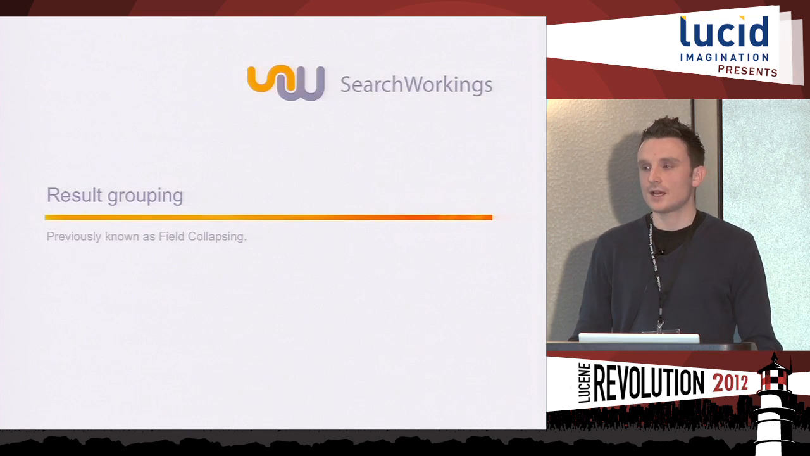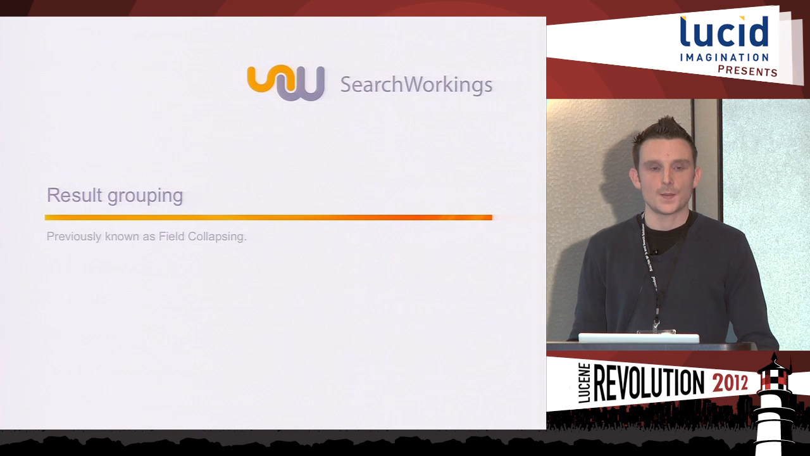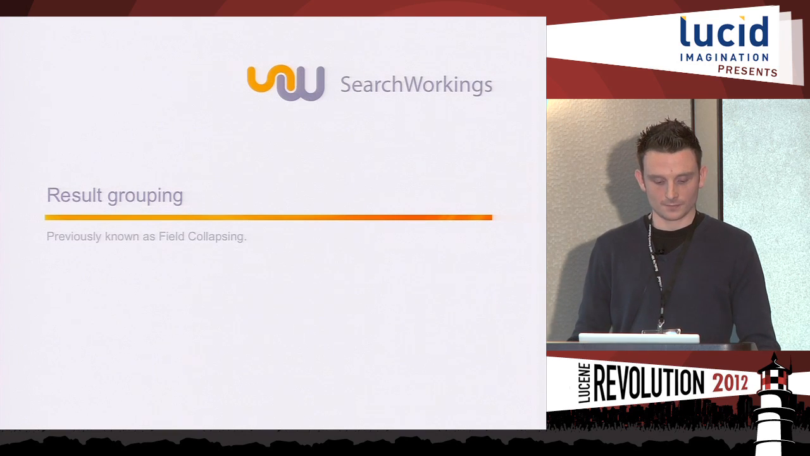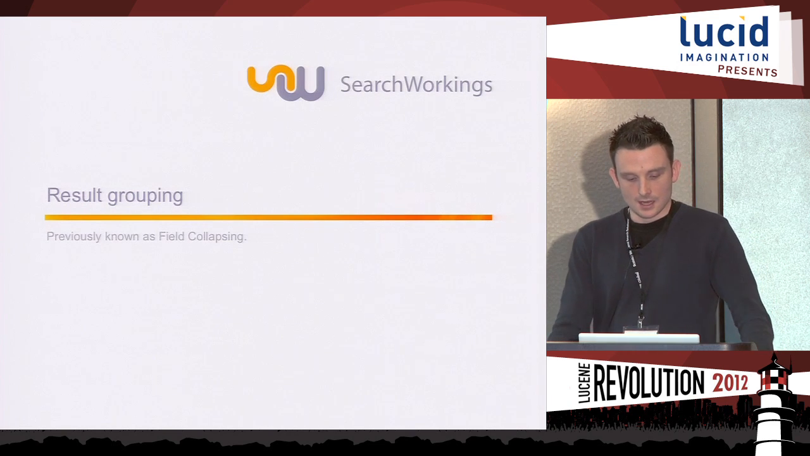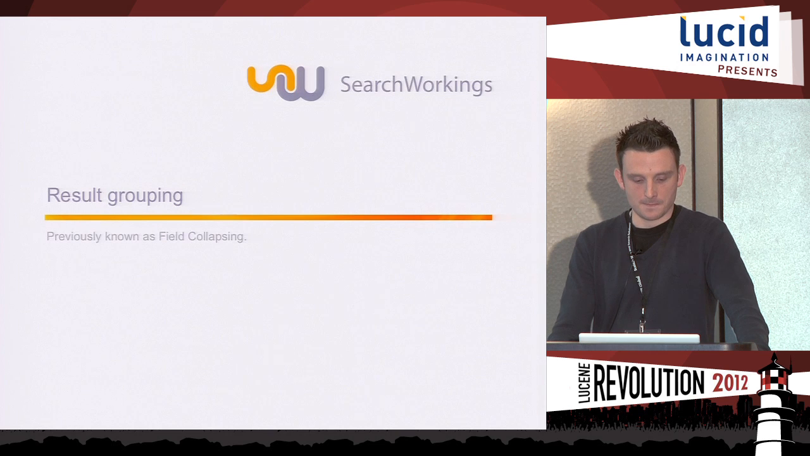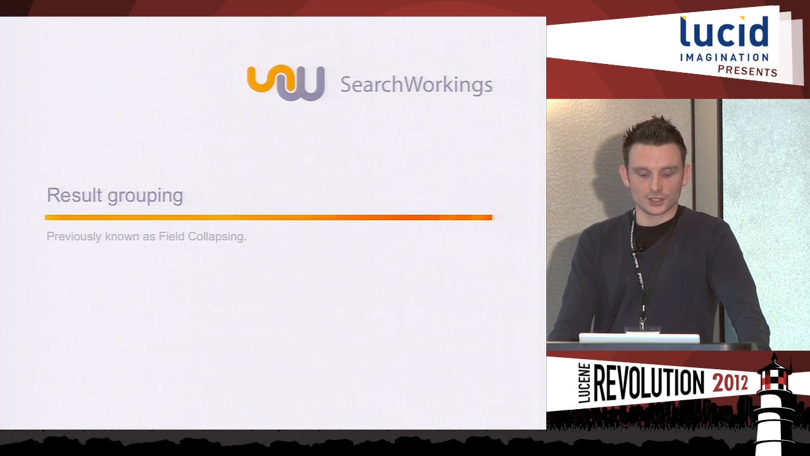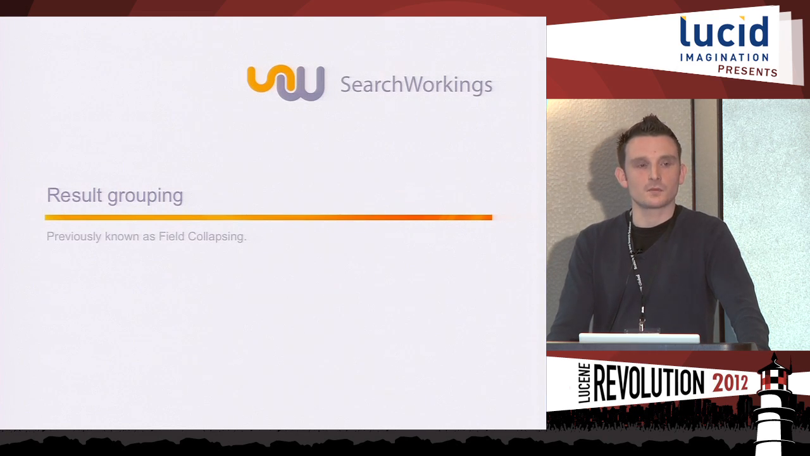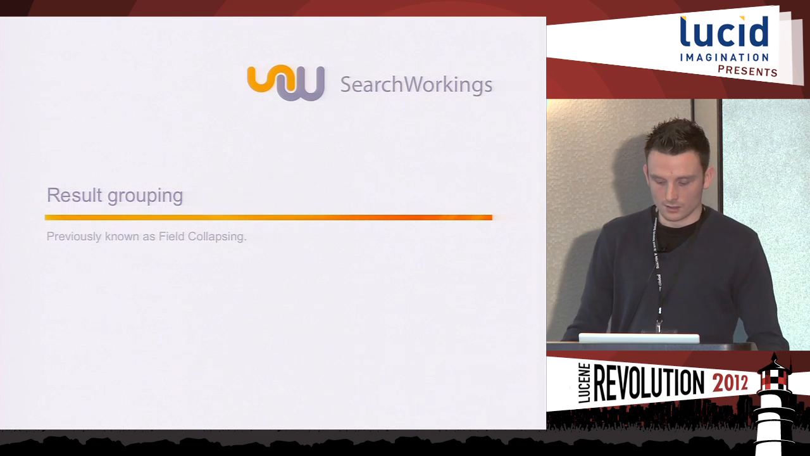So let's take a look at result grouping and how we can map that to our example. Result grouping was previously known as field collapsing. It was developed as a Solr issue 4 years ago, and I believe last year it was finally committed. But in the process of getting it committed, the feature slowly changed into what we now know as result grouping. And field collapsing can be seen as a form of result grouping.